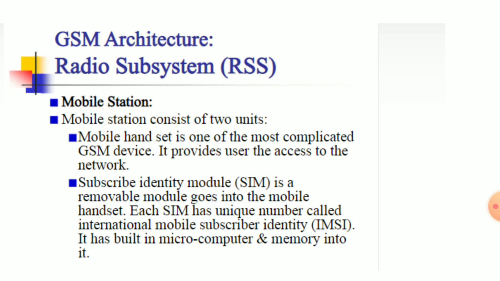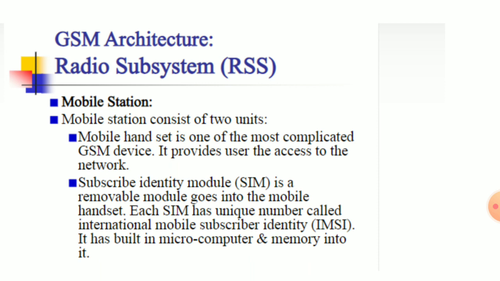First I am explaining the first part of the architecture, the radio subsystem. For what purpose are we using the radio subsystem? The main elements in the radio subsystem start with the mobile station, which I am discussing first. The mobile station consists of two units. The first is the mobile handset, the most complicated GSM device. The mobile station provides the user access to the network.